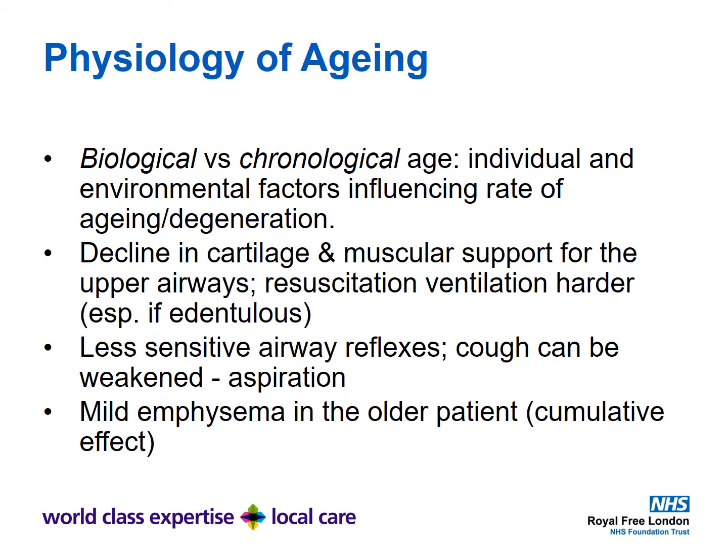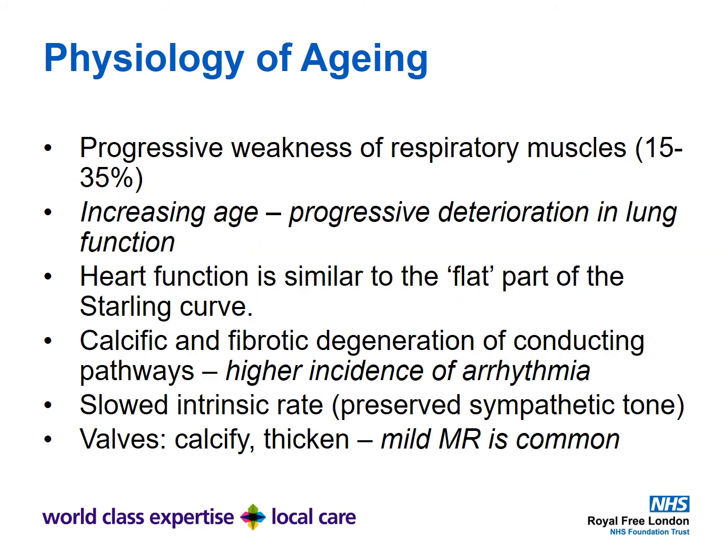You often see mild emphysema in the older patient, which is a cumulative effect of long-term aging. You get a progressive weakness of respiratory muscles, about 15 to 35%, and with increasing age you get a progressive deterioration in lung function, and that's quite important when you're considering the merits of intubating someone or putting them, for example, on CPAP. The heart function is similar to the flat part of the Starling curve, and you may wish to revisit the Principles of Acute Medicine tutorial on Shock, which has a Starling curve in it.